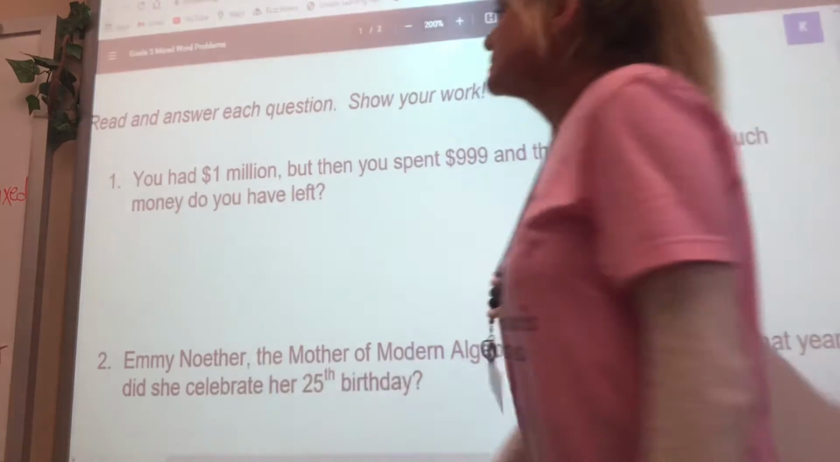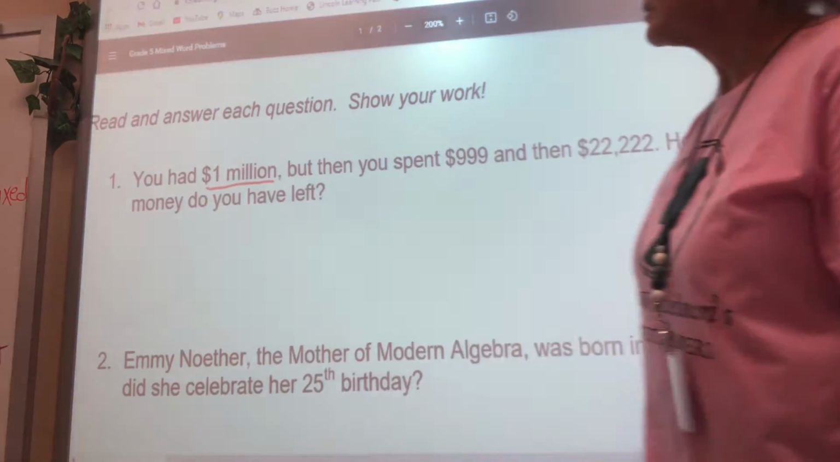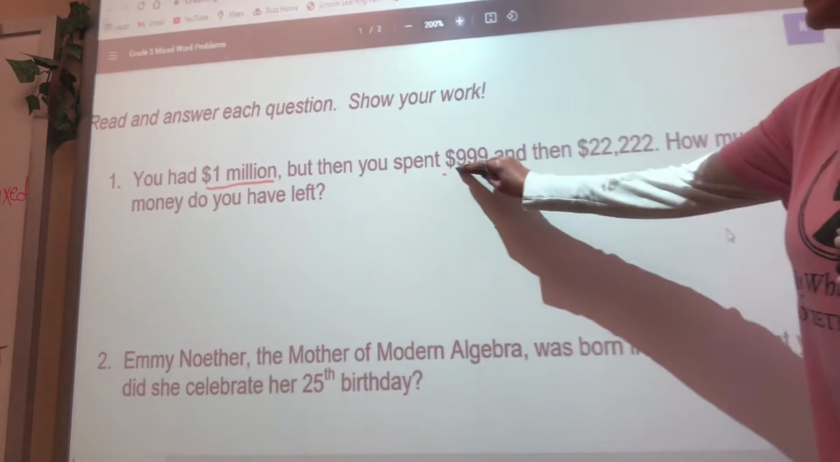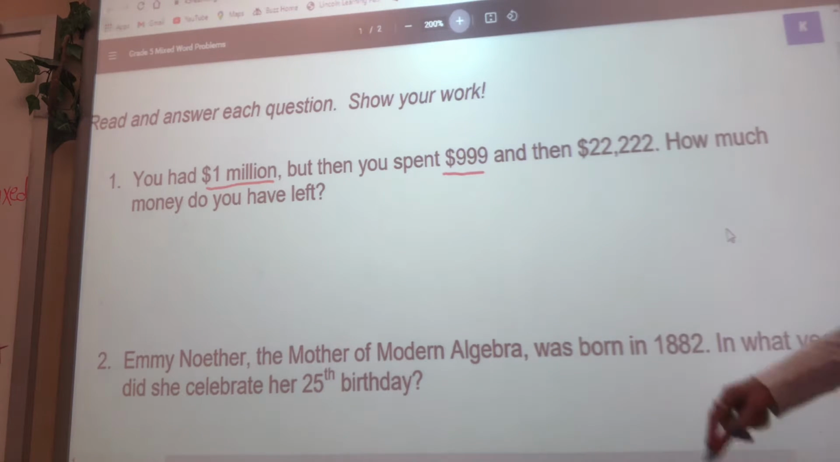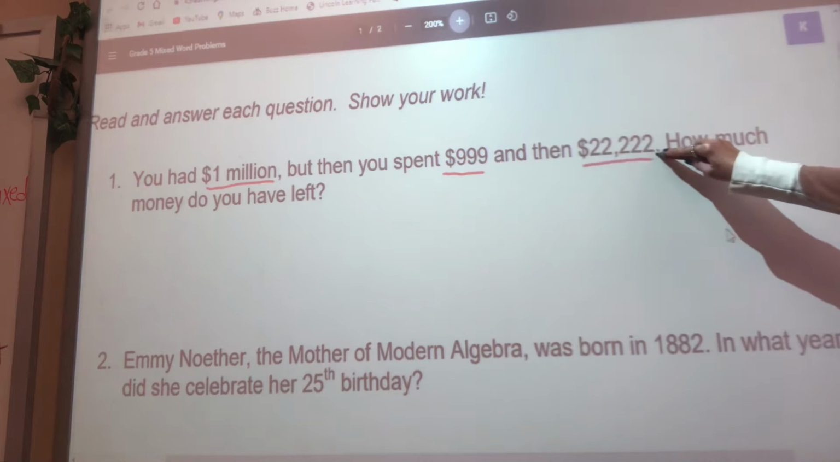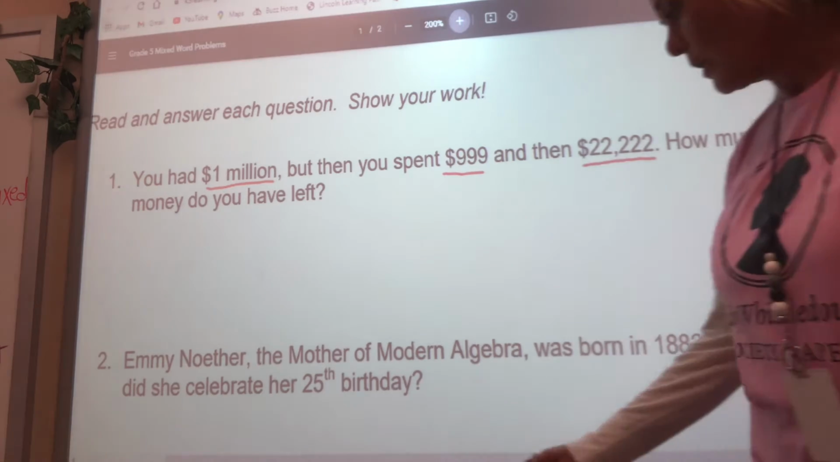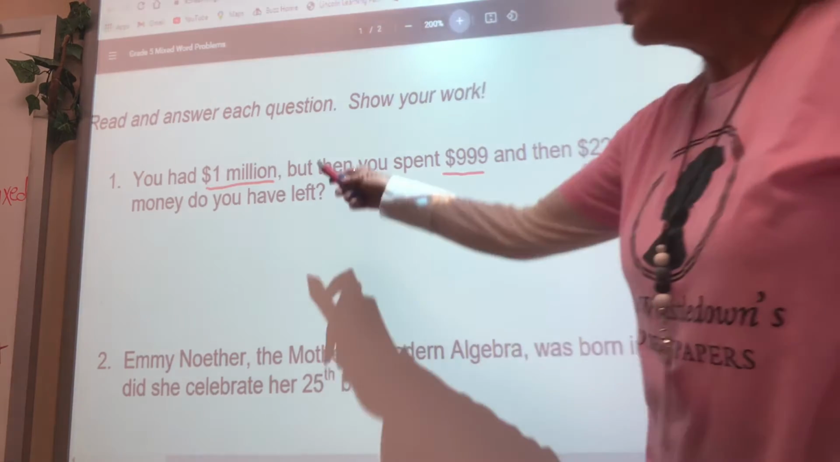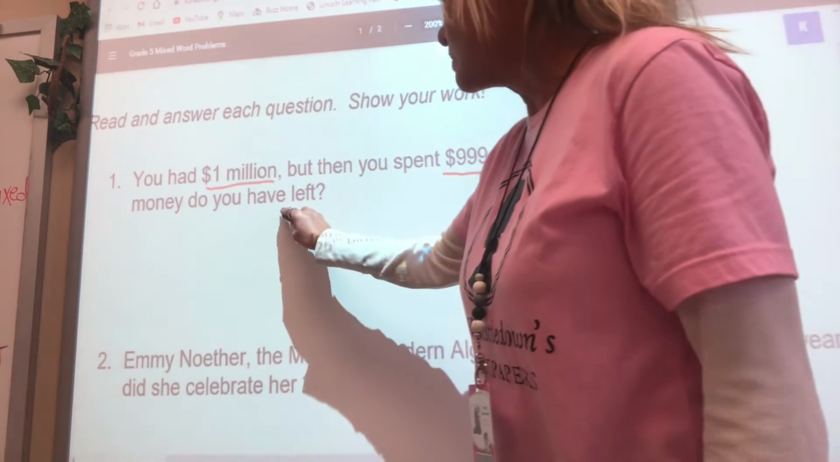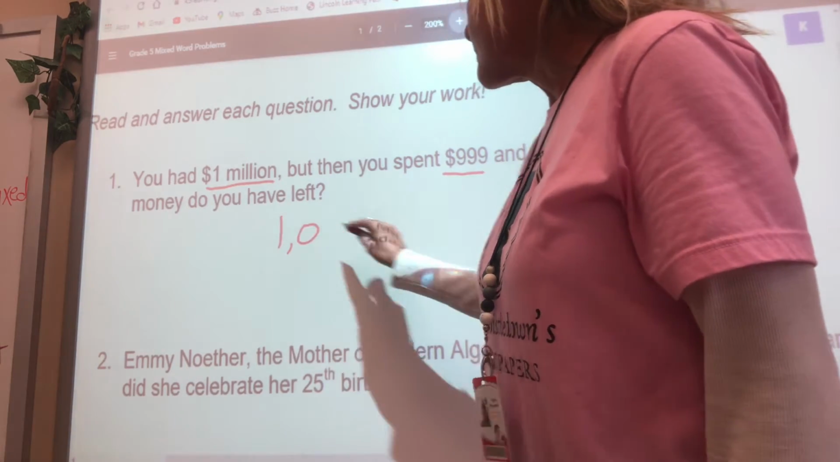Okay, number 1, it says you had $1 million, but then you spent $99, and then you spent $22,222. How much money do you have left? Okay, since they wrote million out in words, first we have to figure out that. So, let's see.